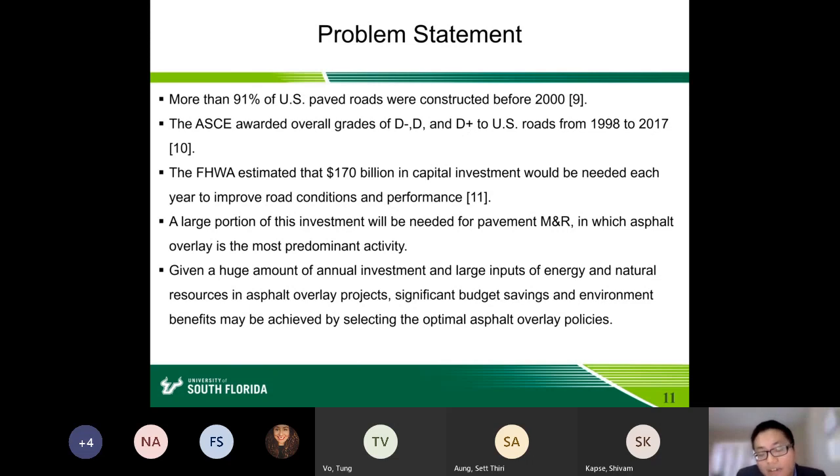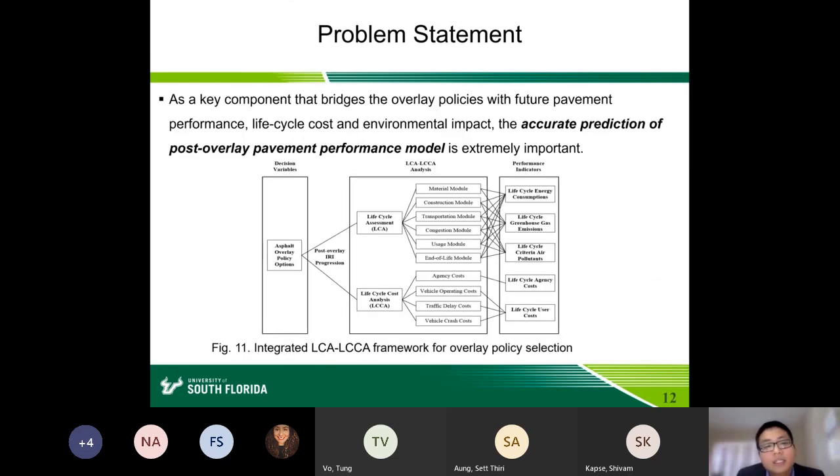But how to select the optimal asphalt overlay policy? First, we need to predict the post-overlay pavement performance with good accuracy, right? So the post-overlay pavement performance model is the key part to bridge the overlay policy with the future life cycle cost analysis and environmental impact.